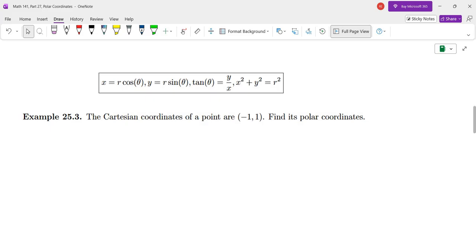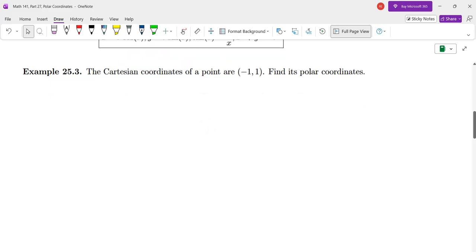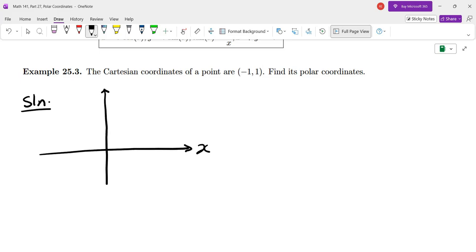The Cartesian coordinates of a point are (-1, 1). We want to find its polar coordinates. So let's graph this point. The x coordinate is -1. The y coordinate is 1. So it is going to be right here on the plane, and we are trying to find the distance to the origin. By the Pythagorean theorem, the distance would be √2, and then we have to find this angle.